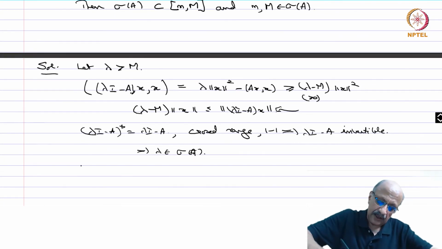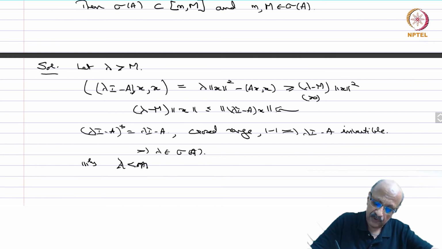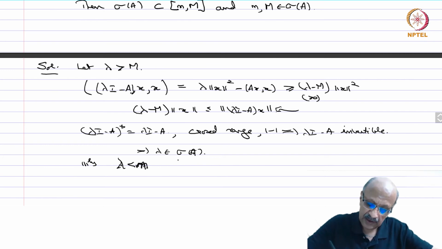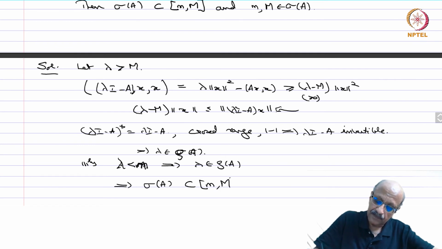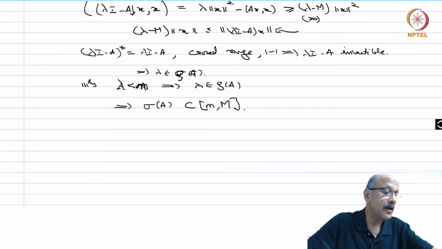So similarly, if lambda is less than small m, you can do the same argument and you will get that lambda belongs to rho of A again. Therefore this implies that sigma of A is contained in [m, M].